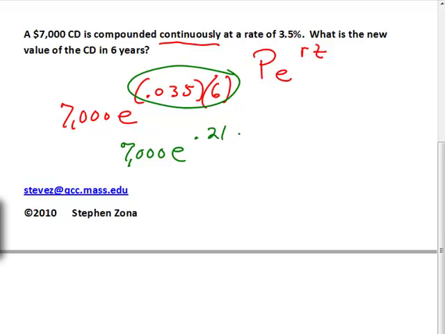So punching this all in now, and depending on how you want to do it, I would go shift or second, and then LN, which will give you the E, 0.21, and then times 7,000. When you punch that all in, your final answer comes out to $8,635.75.